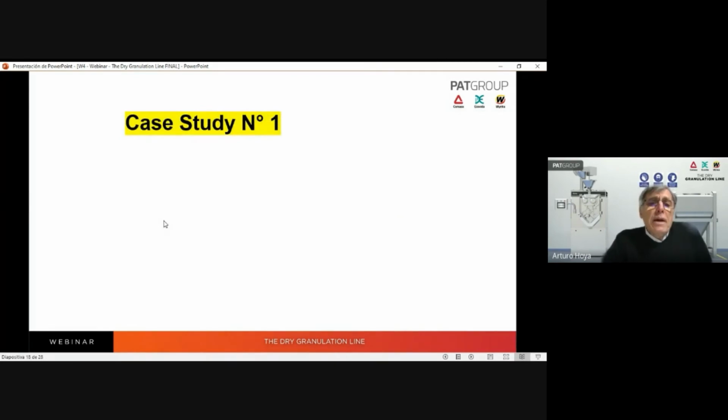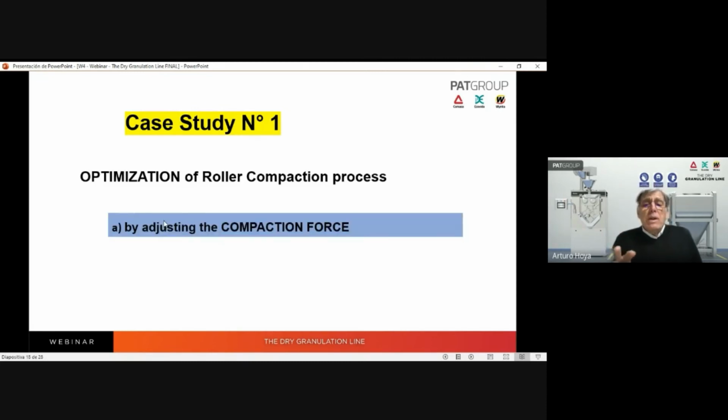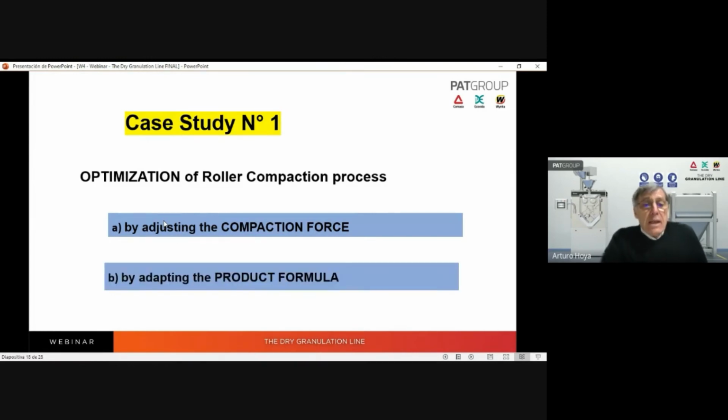Now I want to show you case study number 1. In this case, optimization of roller compaction process, and we will see two examples. One of these is optimization of the roller compactor process by adjusting the compaction force. Remember, compaction force is very important in the case of excipient or API with plastic deformation. The second we will see is optimization by adapting the product formula.